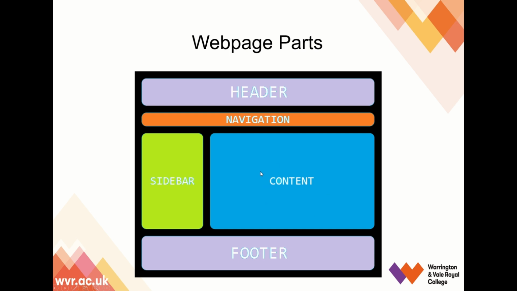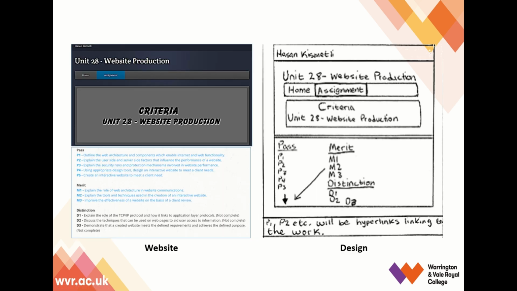The bit which changes most is what we call the body or the content. That will change with every page. Okay, and you may or may not have what we call sidebars, a little thing on the side. For example, you may have images which always appear in the same place, but the image changes. But then you might have text which appears there. Okay, so that's a basic concept of a website.